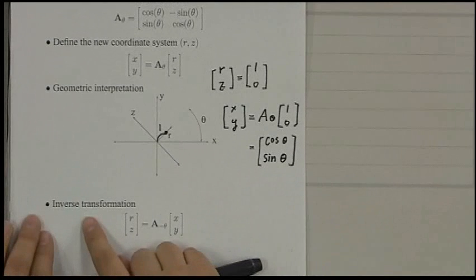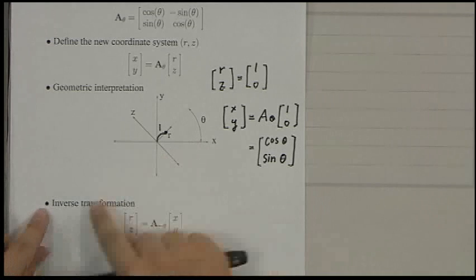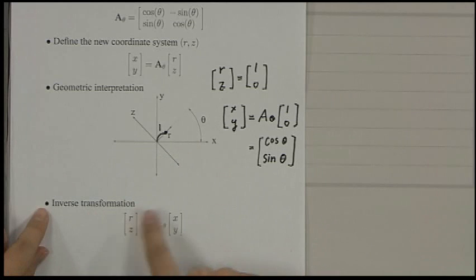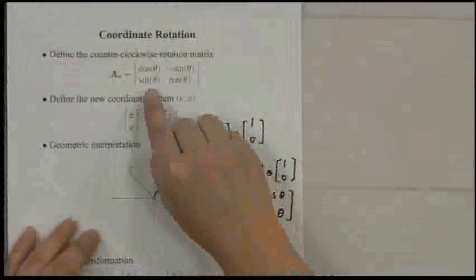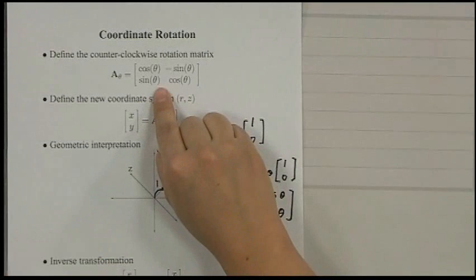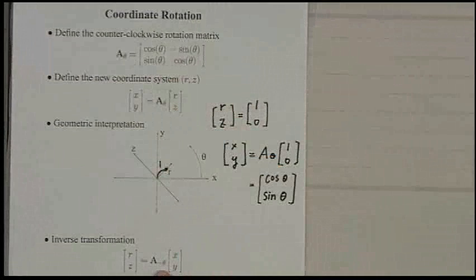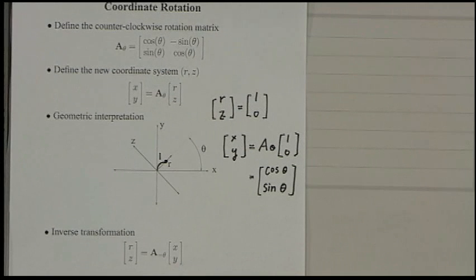And the inverse transformation is just opposite. This transformation is just rotating transformation. So inverse is just we rotate in opposite direction. So basically we just plug in minus theta to this matrix. If we plug in minus theta in this matrix, then we can easily get the inverse transformation. So that's the coordinate rotation.